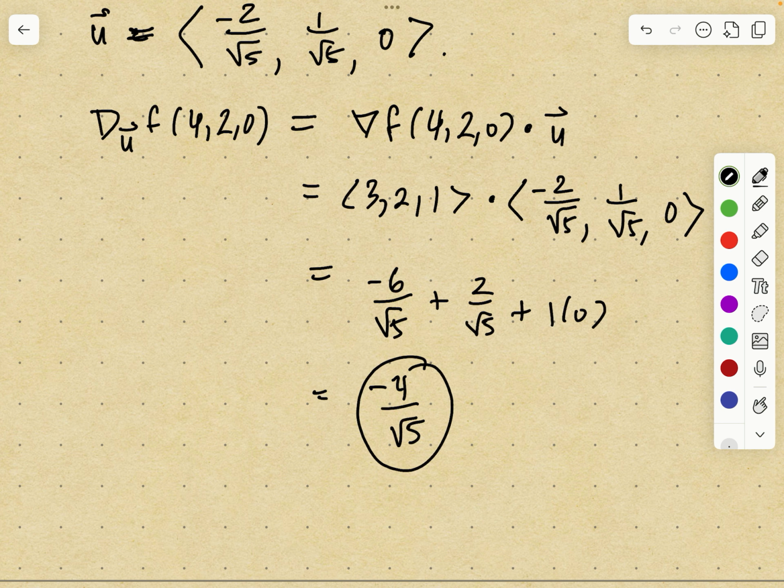So that's the answer. What that means is, if I think about my f as the temperature at xyz, if my particle that I'm measuring the temperature of moves along the direction u, the temperature is going to decrease at a rate of negative 4 over root 5 per unit distance traveled. Okay, and that's the problem.